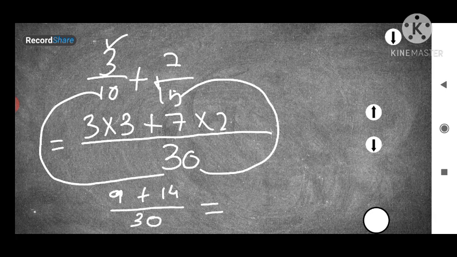Now if you will plus this, how much you will get? 23, isn't it? 23 upon 30. So what is the answer? Our answer is 23 upon 30. Hope you have understood. So first you will take the LCM, and what you will do? You will do in this way, okay?